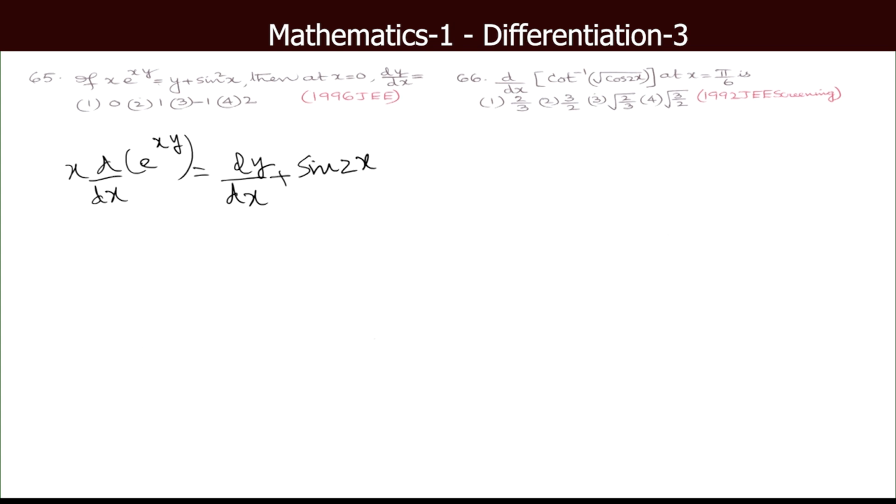So, dy dx at x equal to 0. When x equal to 0, this will be 0. Oh, here product rule, there is another one. Plus e power xy into derivative of x.